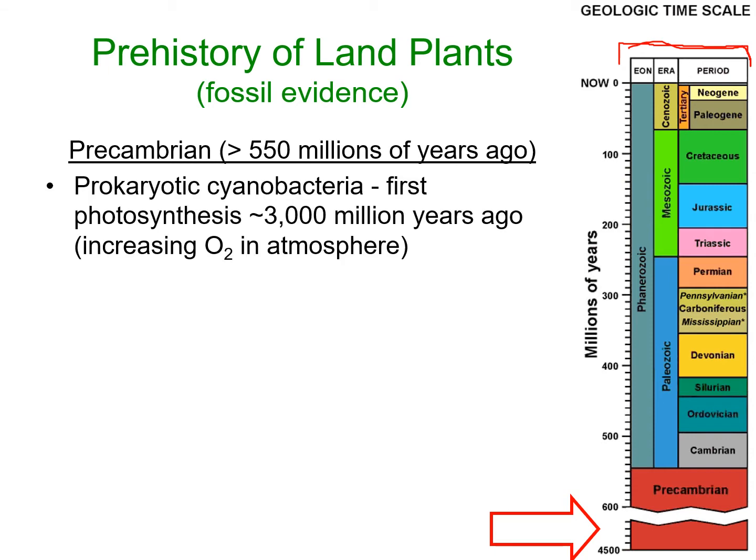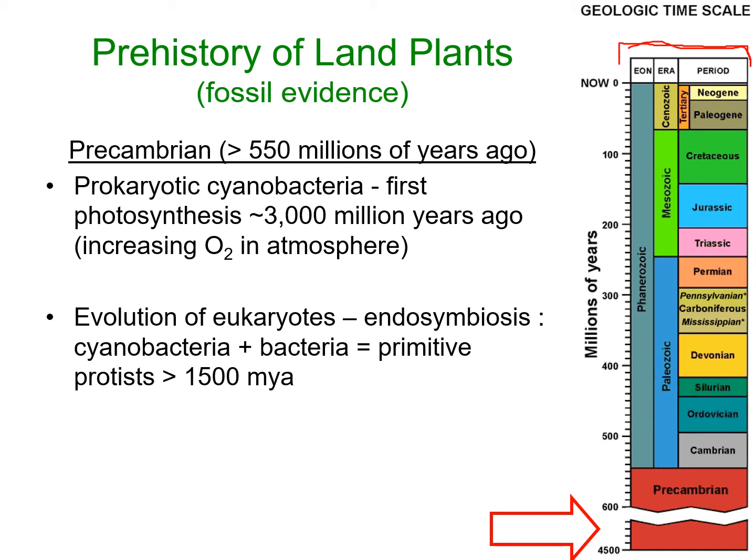And what was happening during that time? That's when we got those cyanobacteria first evolving, and the first photosynthesis that was producing oxygen. That was about 3,000 million years ago, or 3 billion years ago, and that's when we started to get, very slowly, the increase in oxygen in the atmosphere. And then we had endosymbiosis events occurring, leading to eukaryotes. We had primitive protists, which are also able to do photosynthesis. This probably occurred about 1,500 million years ago.